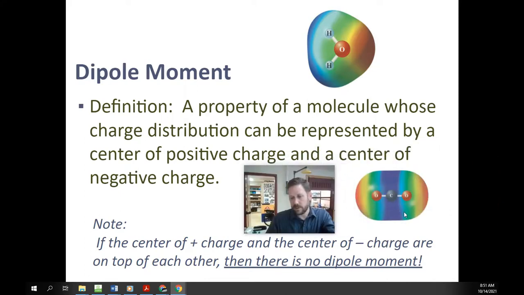So here you can see the center of positive charge would be in the center here, and the center of negative charge would also be in the center. Since red represents negative, it's distributed both on the far right and the far left. Well, the center of negative charge would be in the middle as well. So even though carbon dioxide contains polar bonds, it is not a polar molecule.